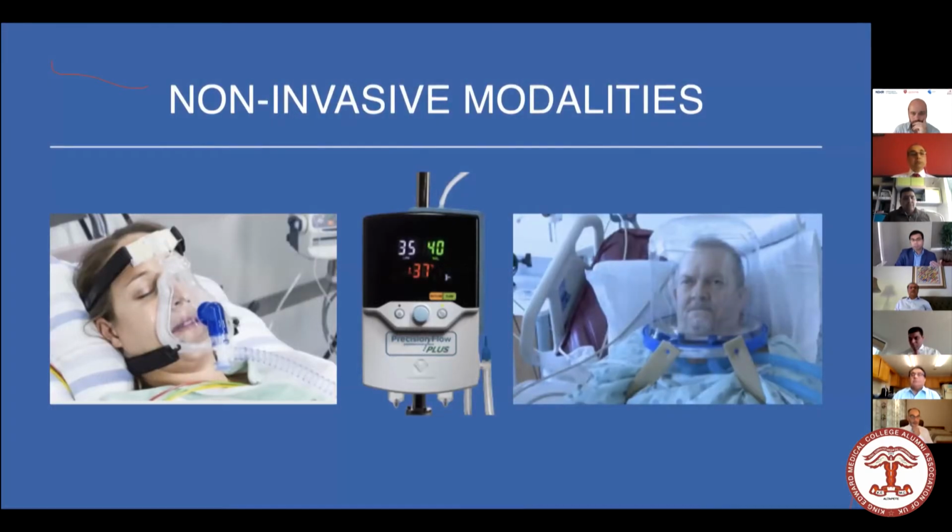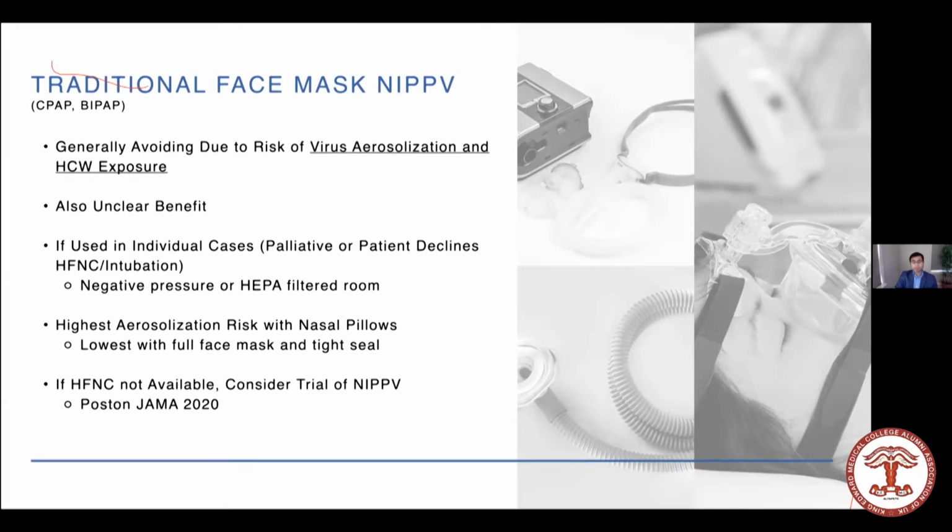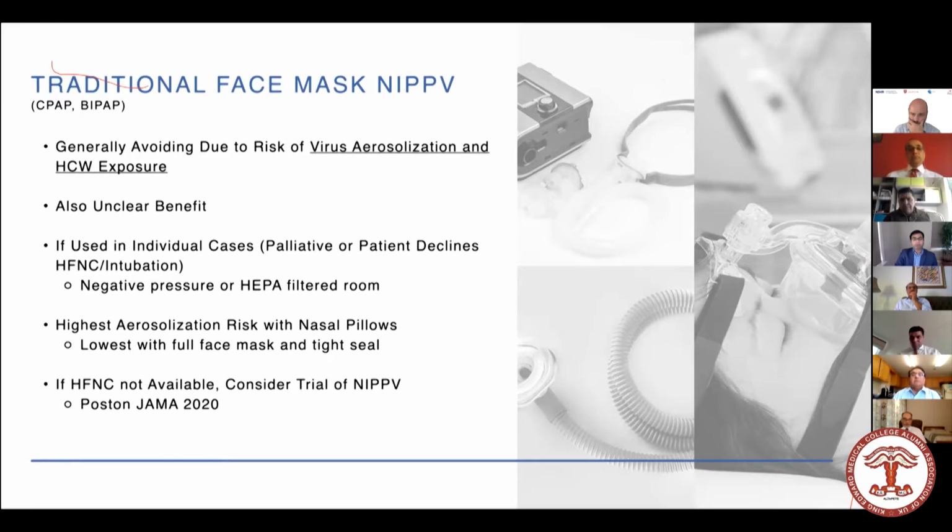Now, the question is what to do, how to step up when you're on nasal cannula. So there are 3 modalities which are available. One is BiPAP, the other is Vapotherm, and on the right is the helmet ventilation. So traditional face mask non-invasive pressure ventilation is generally avoided because of the risk of aerosolization. The benefit is unclear. In our institution, we only use it if someone is palliative care or patient declines intubation, and we use it in negative pressure room. There is highest risk of aerosolization if you're on nasal pillow.